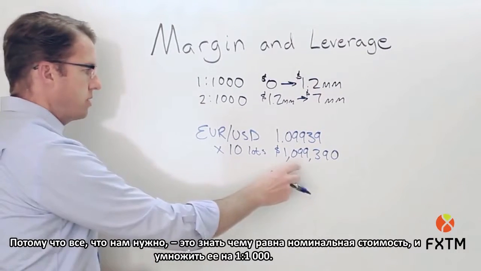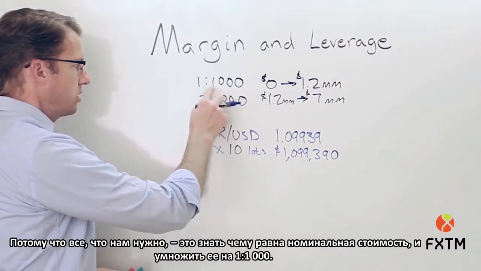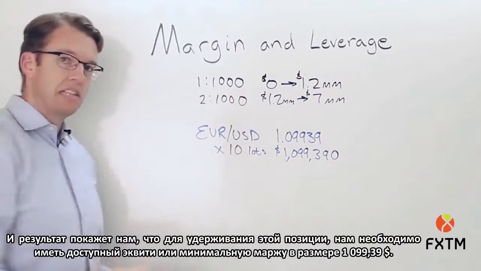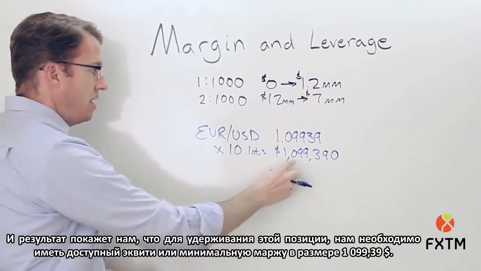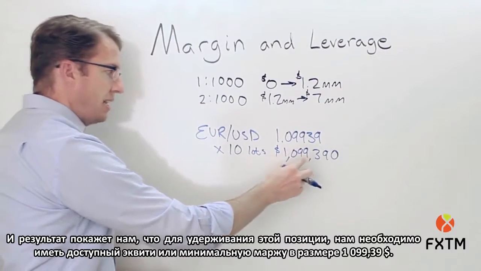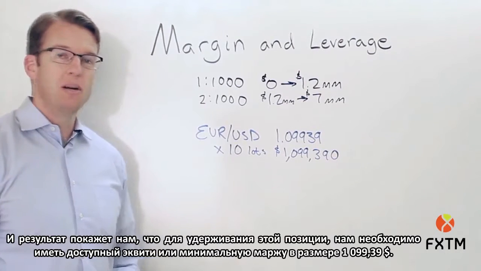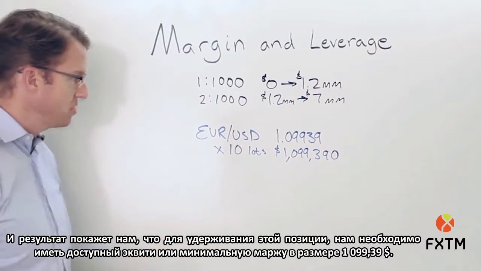Now normally, we would take this amount and we could calculate our margin requirement pretty easily, because all we need to know is the notional value, and then we multiply that by 1 divided by 1,000, or this 1 to 1,000 leverage ratio, and that tells us that we would need to have $1,099.39 as a minimum margin amount in equity available to hold open this position.